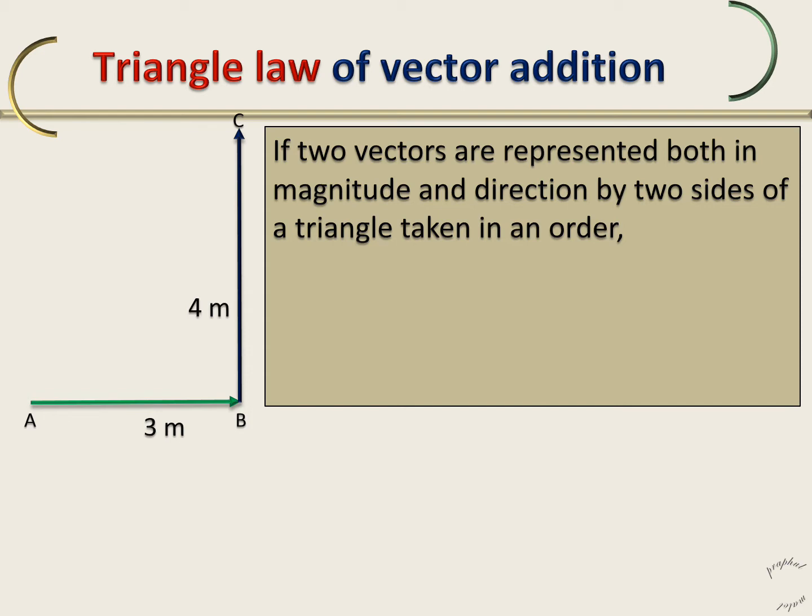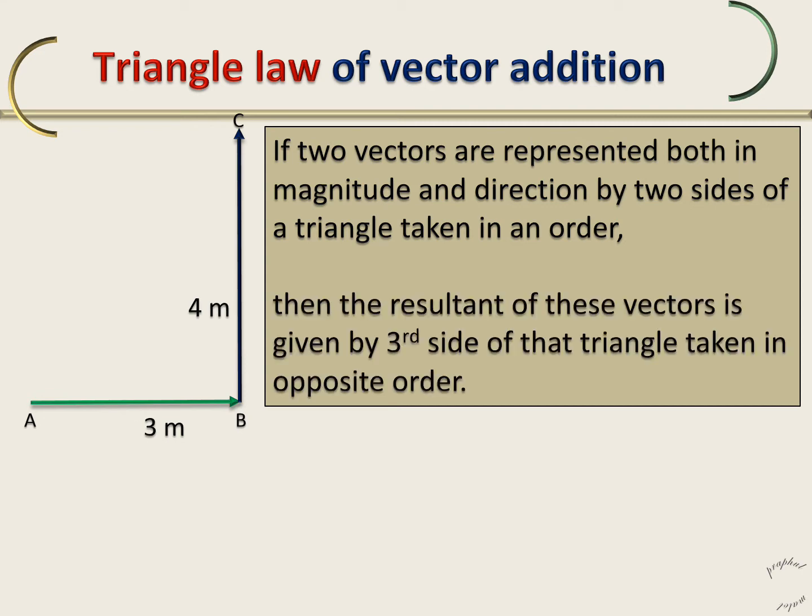If you could represent any two vectors like this, like the sides of a triangle, taken in order, that means the arrows should be continuous. The head of one arrow should touch the tail of the other one. That's what it means by taken in order. If you could somehow represent the vectors like this, then the law says the resultant will be shown by the third side taken in the opposite order.